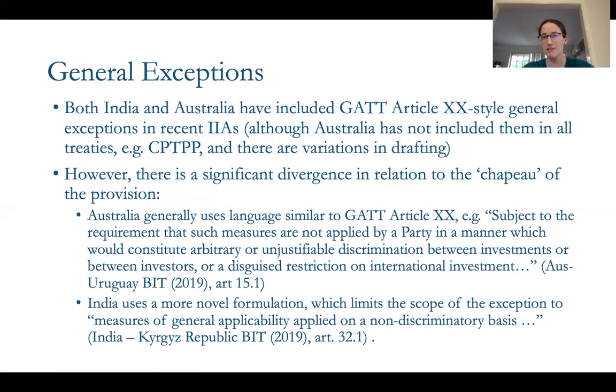India also, in its general exceptions, only uses the nexus requirement of necessary. So a measure must be necessary for its purpose, such as the protection of public health. Whereas Australia uses necessary as a nexus requirement in relation to many of the subparagraphs of its general exceptions, but sometimes does use other nexus requirements, such as in relation to exhaustible natural resources, which is in line with the GATT Article 20 approach.